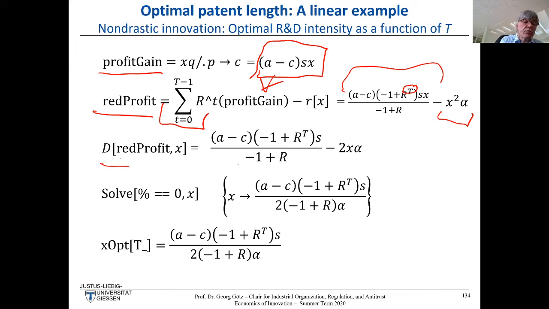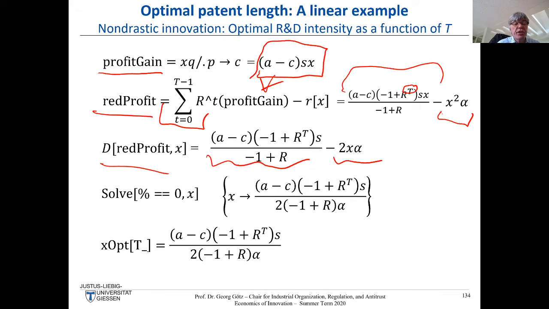By the way, you are just learning Mathematica. I just take the first derivative with respect to x, and you see this is very simple because the x just cancels out here, and it falls out because it's linear, and you are just left with this gain, the present discounted value of this gain, and here you have the costs of R&D.